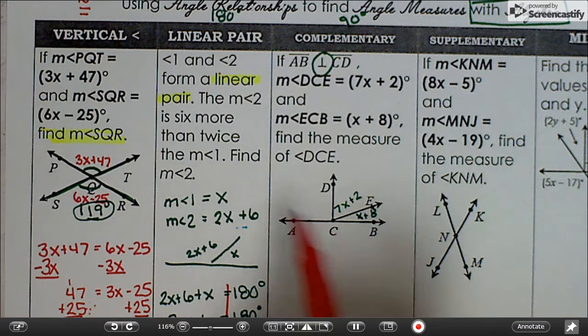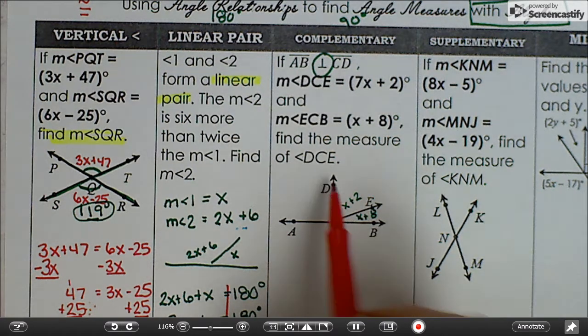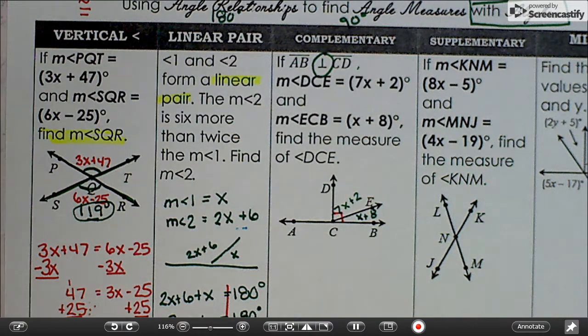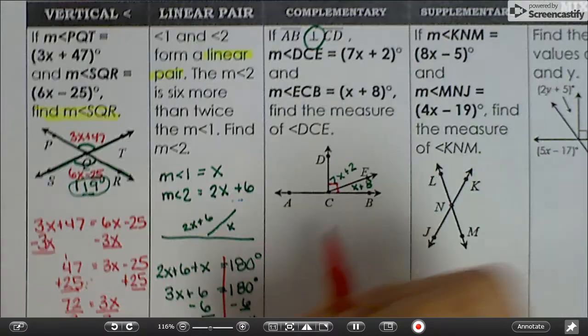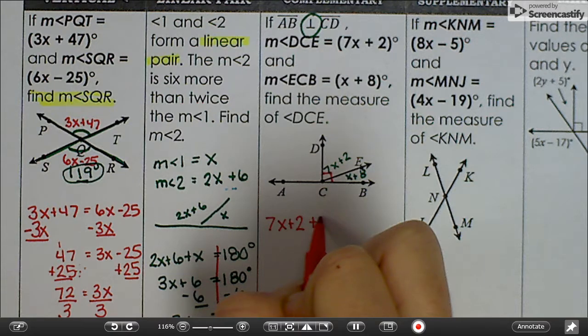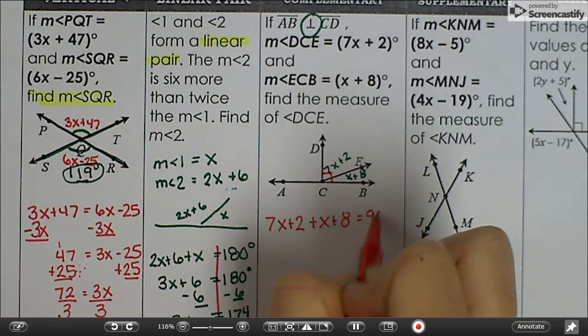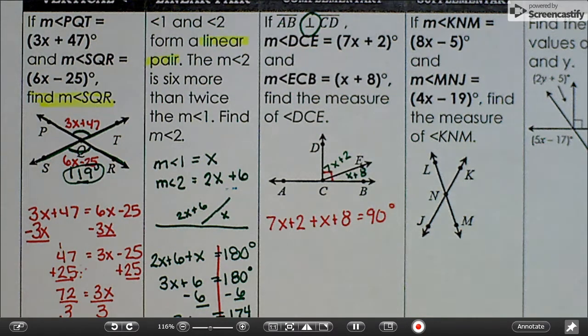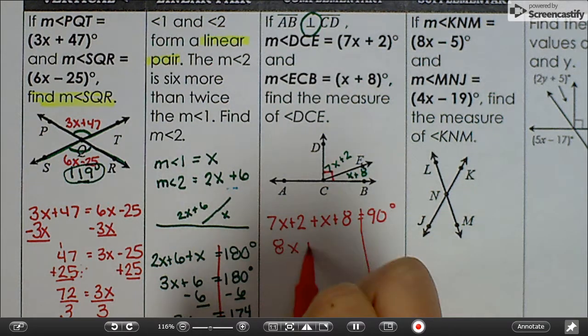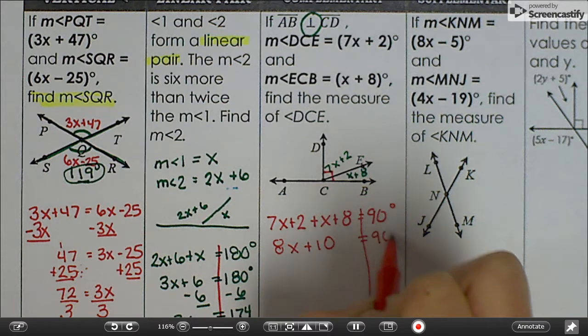All right, and it says that AB and CD are perpendicular, which means that they have that little box in the corner. They're 90 degrees right there. So those are complementary. These add up to 90. So you would set that up. 7x plus 2 plus x plus 8 equals 90 degrees. And then we need to combine like terms. So we have 8x plus 10 equals 90.